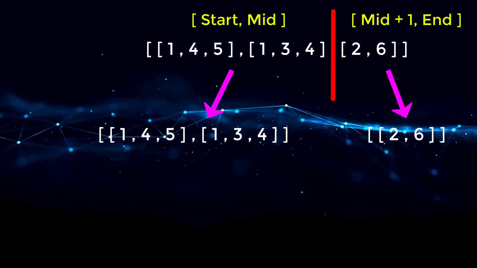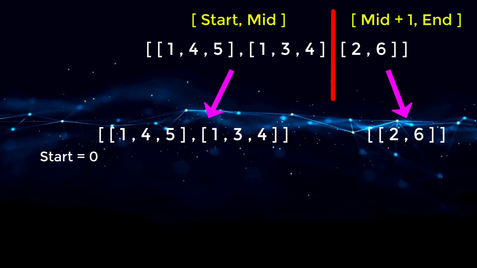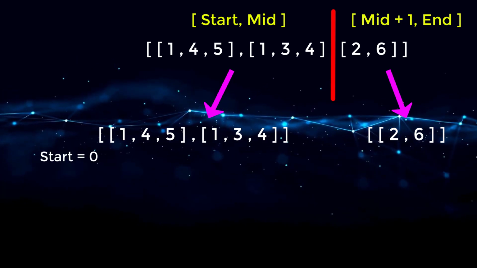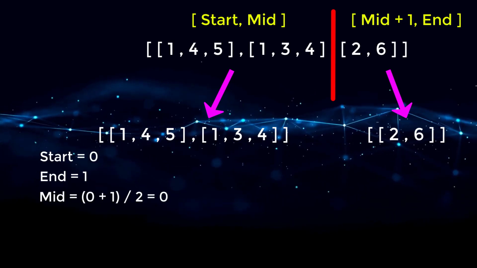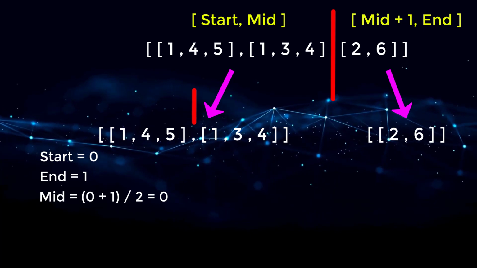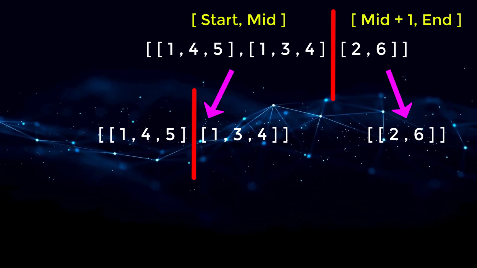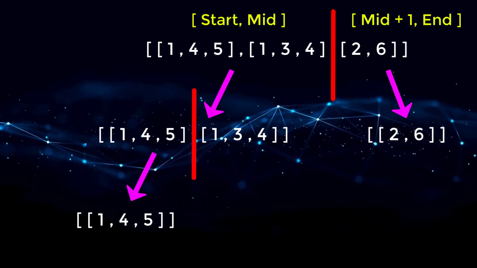So now let's do the same thing with the left side again. Now our start is going to be at 0, and our end is going to be at 1. So if we do our start plus our end divided by 2, that would be 0. And that means we're going to split at 0. So we're going to have one list, which is 1, 4, 5, and another list, which is 1, 3, 4.